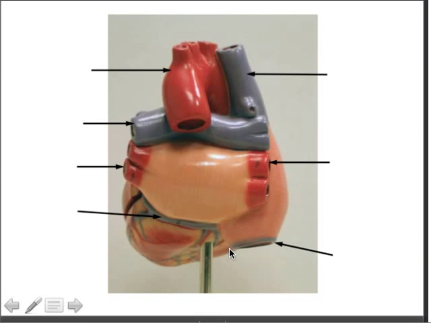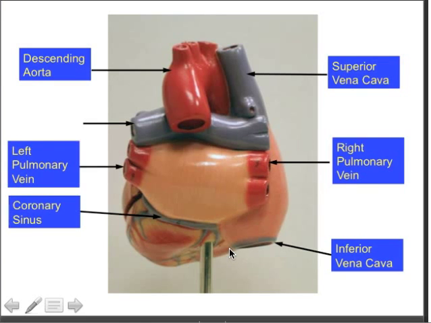And here we're looking at the back. Identify the following vessels. They are as follows. You can see the descending aorta, superior and inferior vena cava, pulmonary veins, and down here, of course, the coronary sinus. The job of the coronary sinus, remember, is to return blood from the heart muscle itself to the right atrium. That, along with the blood return from the superior and inferior vena cava, is what dumps blood into the right atrium.